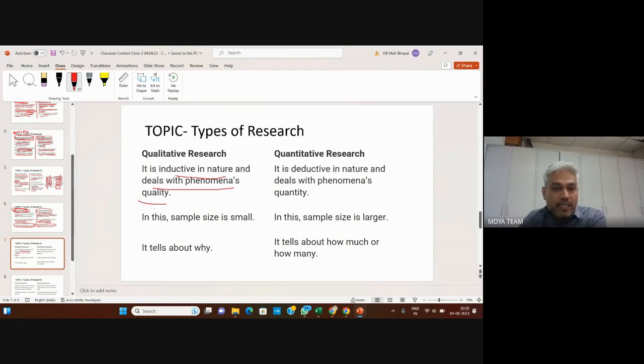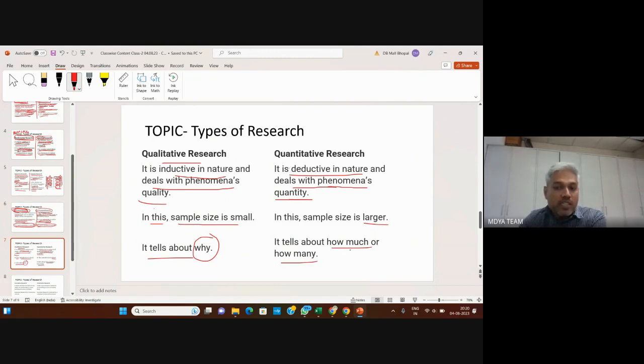In this, sample size is small, and it tells about why. And quantitative research is deductive in nature and deals with the phenomenon's quantity, right? Qualitative research deals with the phenomenon's quality, and quantitative research deals with the quantity of a phenomenon, right? In this, sample size is larger, and it tells about how much and how many, right?